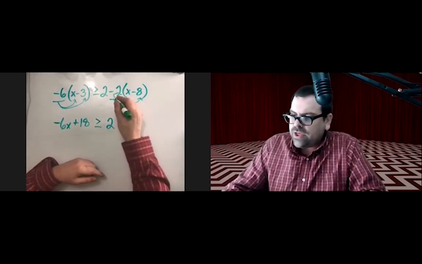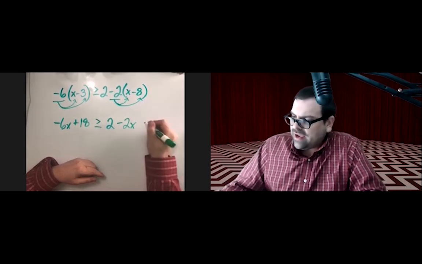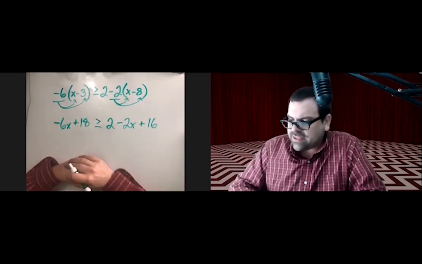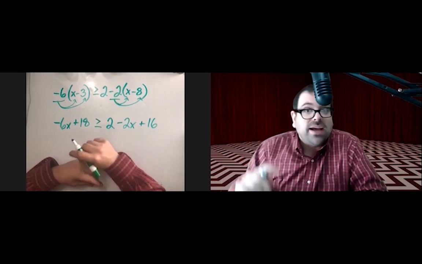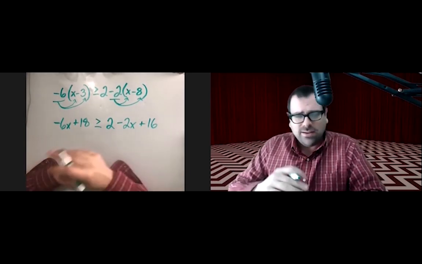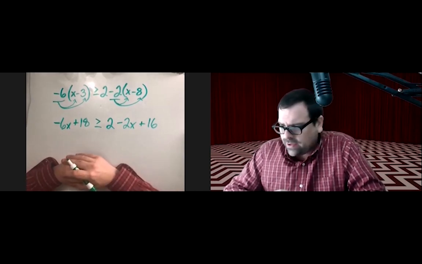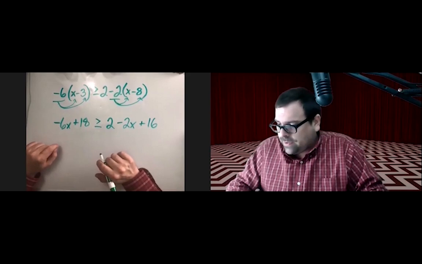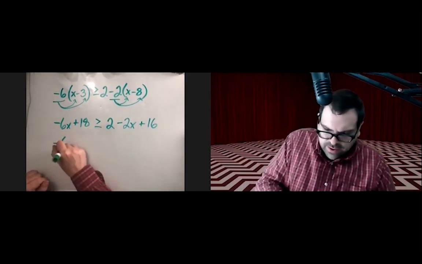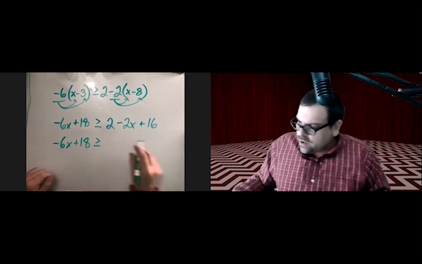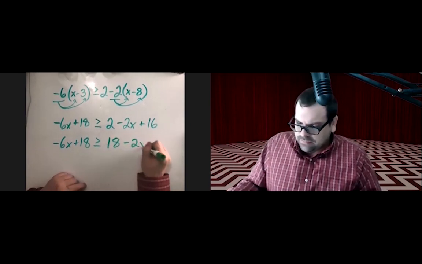Bring down our 2. Negative 2 times x is negative 2x. Negative 2 times negative 8 is positive 16. Yes, I will show an example of what we do mean by multiplying by a negative number after this one, because we've been doing dividing. So I will show one that clears up what multiplying both sides by a negative would look like. In the meantime, let's finish this one. Simplify by combining like terms on both sides. Nothing to combine on the left. On the right, positive 2 plus 16 is positive 18 minus 2x.